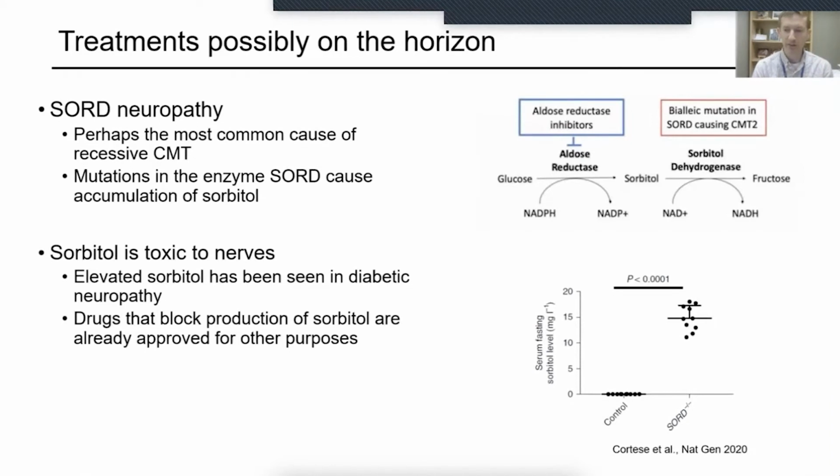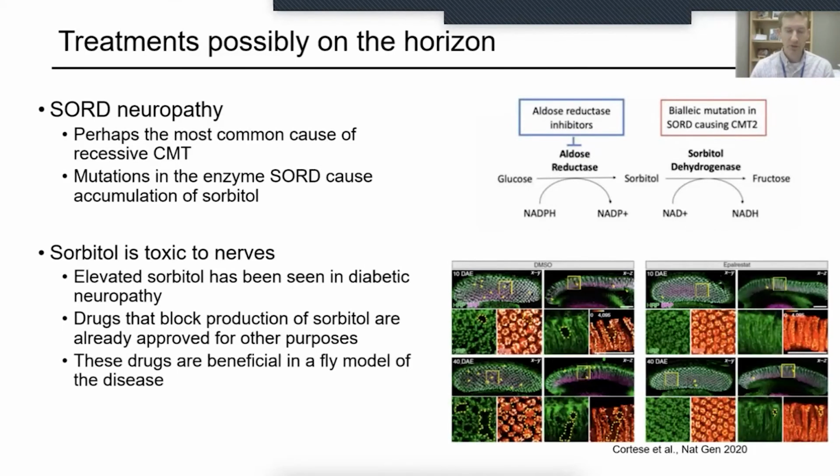So this is something that seems to accumulate in people that have diabetic neuropathy. And there are already drugs that are on the market to block production of sorbitol. So they basically block this pathway, this enzyme that acts before sorbitol, so they can reduce the amount of sorbitol. And so when these were given to a fly model of this disease, the flies got better. And so there's a lot of hope that giving these already approved and safe drugs to people that have SORD mutations may actually provide benefit. So that's really an ongoing area of interest.